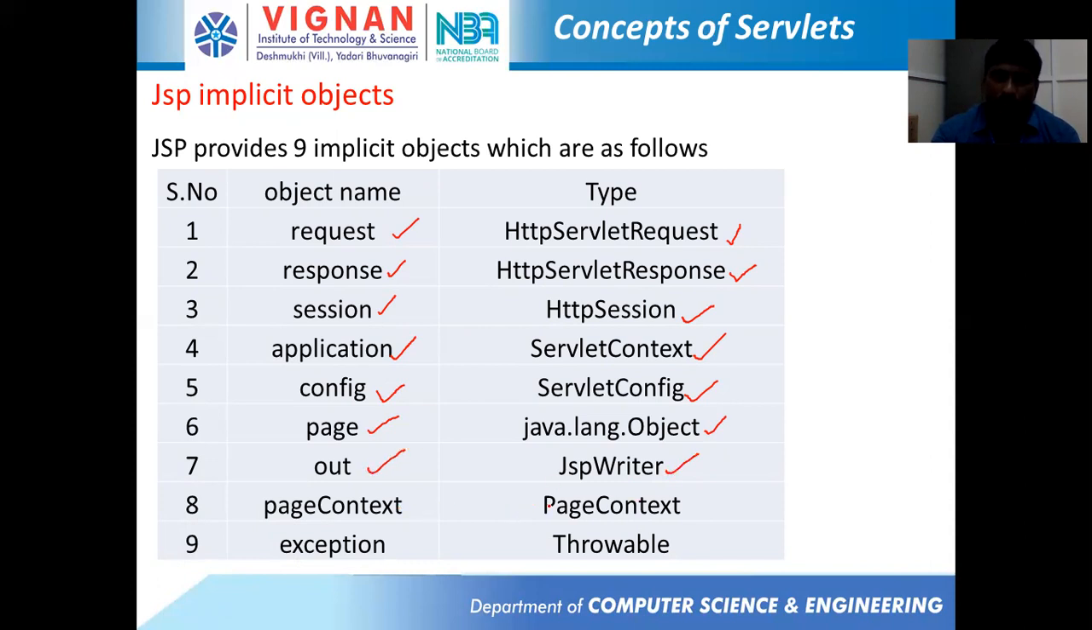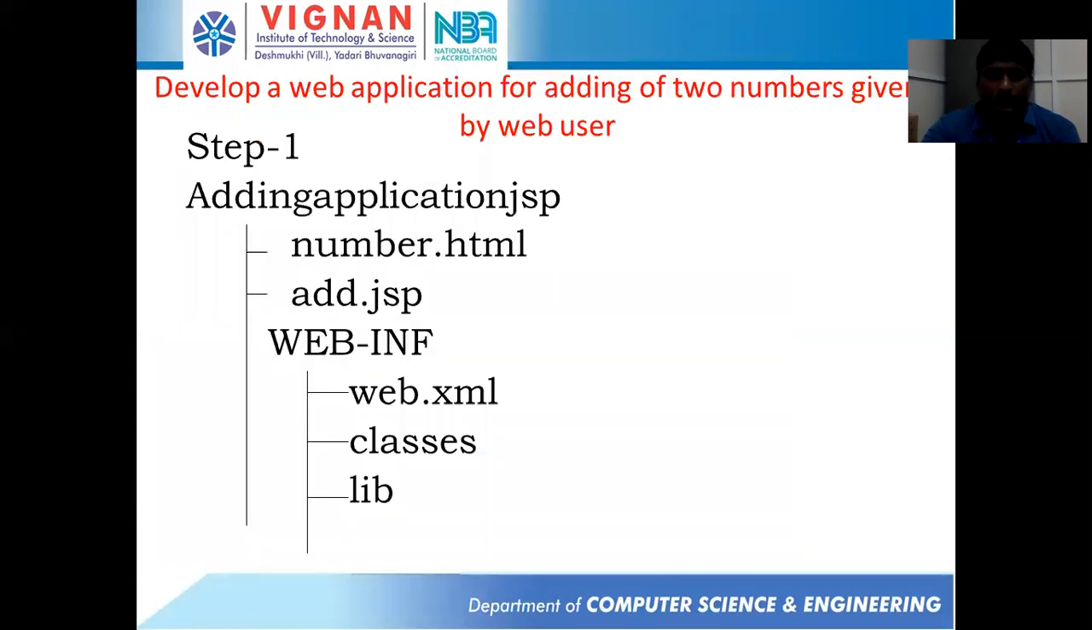So you need to observe the difference. PageContext, the first letter is capital here, and this is a small letter. Okay, Throwable, the exception object, is available as exception. So these objects are available by default if you write JSP. Okay, clear.